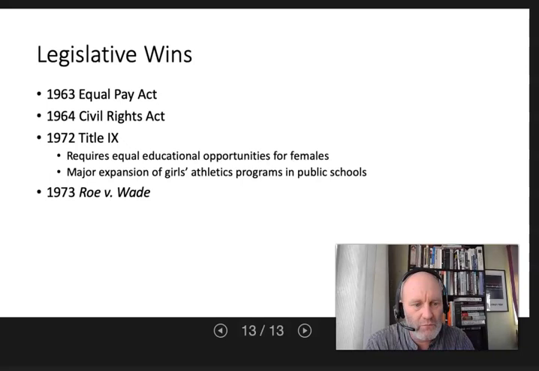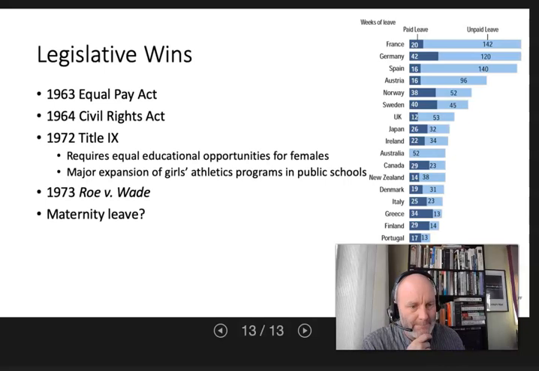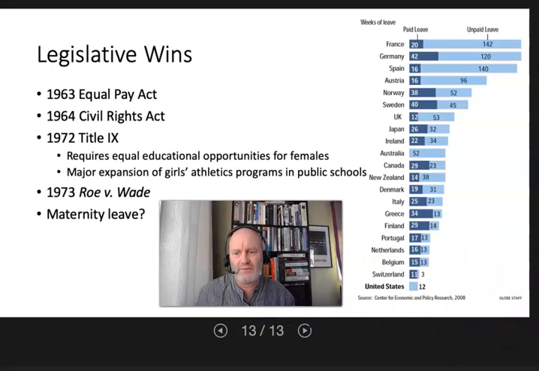Maternity leave is something that women also push for, but just as we say, civil rights was not a win across the board. Civil rights, in a lot of ways, lost a lot of its more ambitious demands. Similarly, the demands for maternity leave, as we see here, the United States is way out of step with the rest of the developed world in terms of actually providing for women who are pregnant and who are nursing.